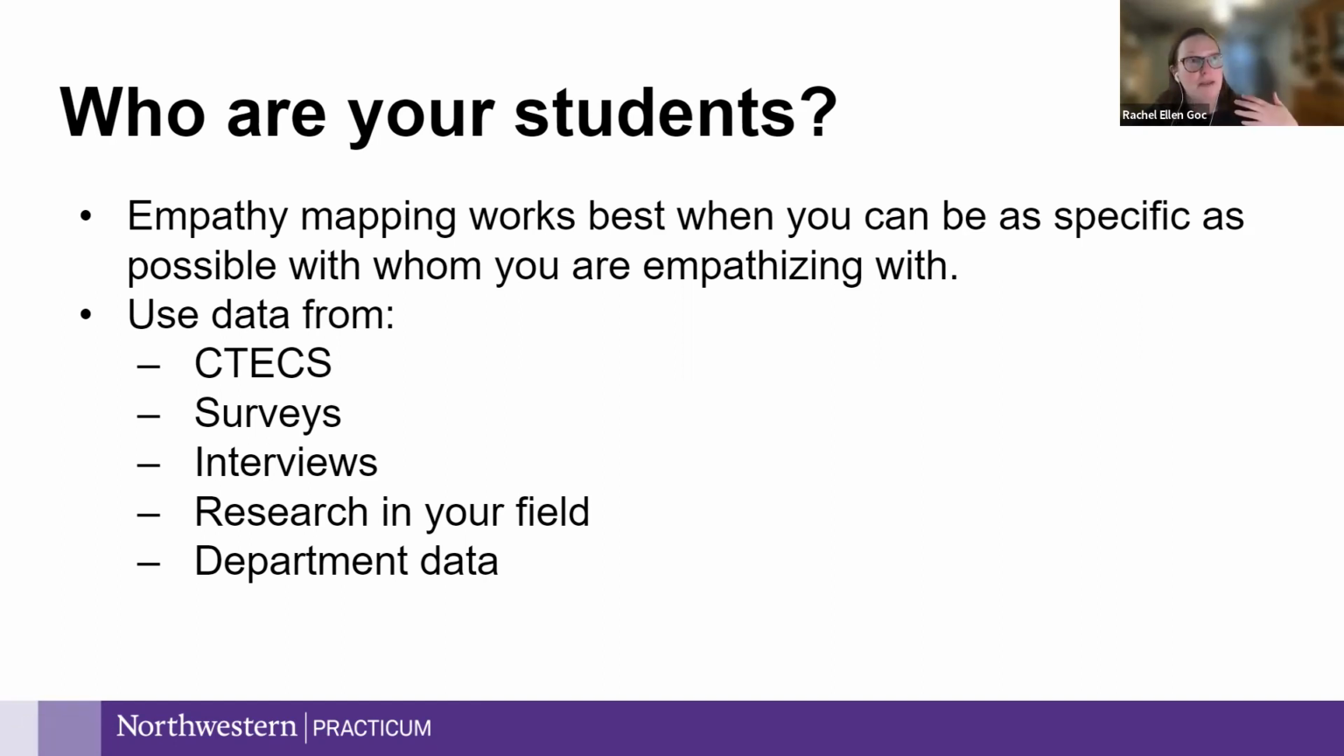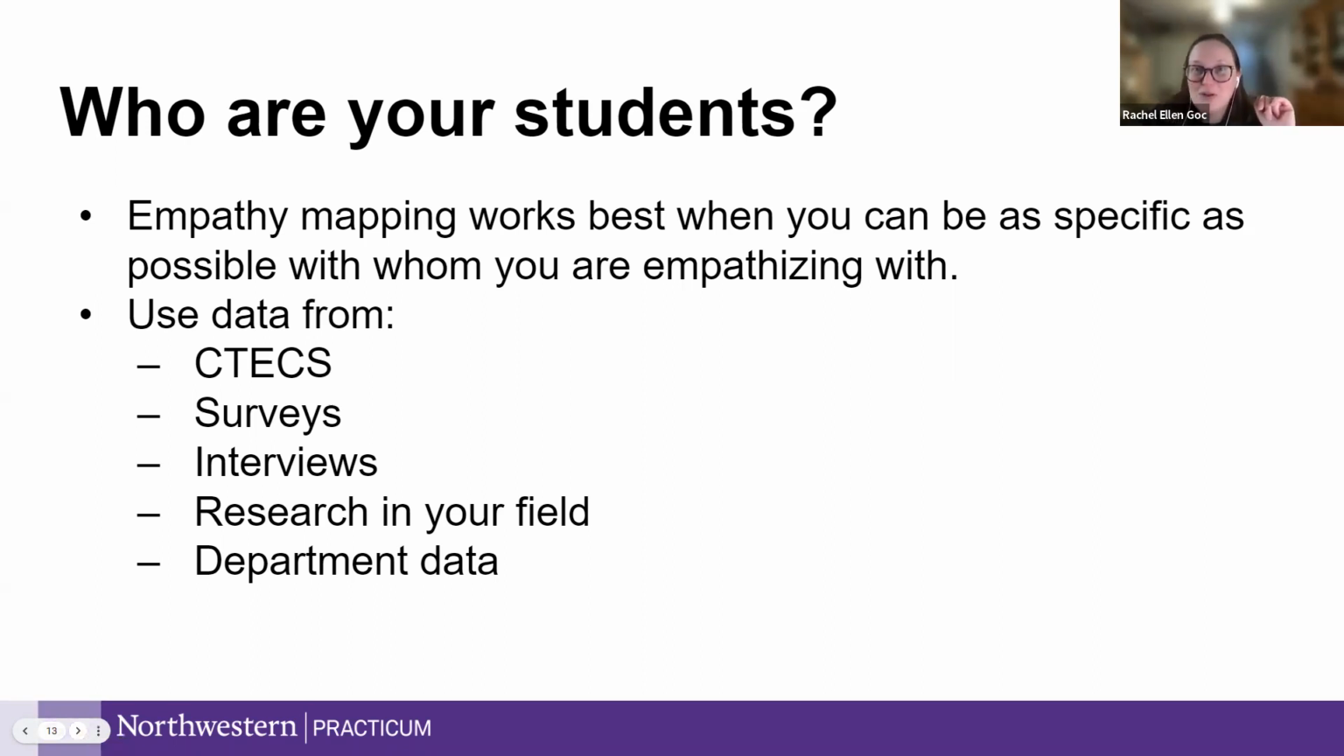For example, if you're in a language instruction area, there is a lot of great research out there looking at attitudes and perceptions of students in a particular classroom environment. Using that peer-reviewed research can be a very helpful starting place as well. Your department might have some data for you about, are my students majors, non-majors? What do they know coming in? Assemble your data. You're a researcher. Use those skills to really get as specific as you can.